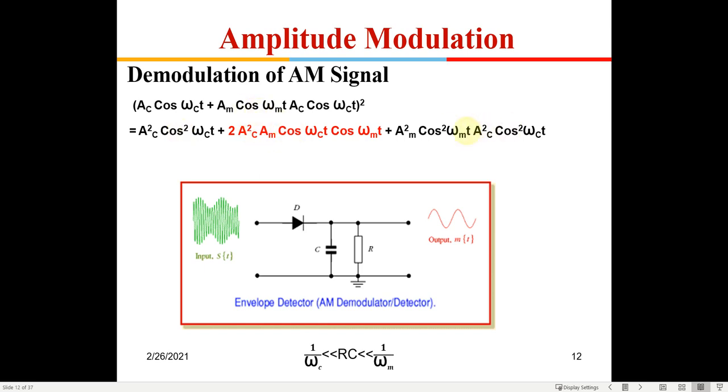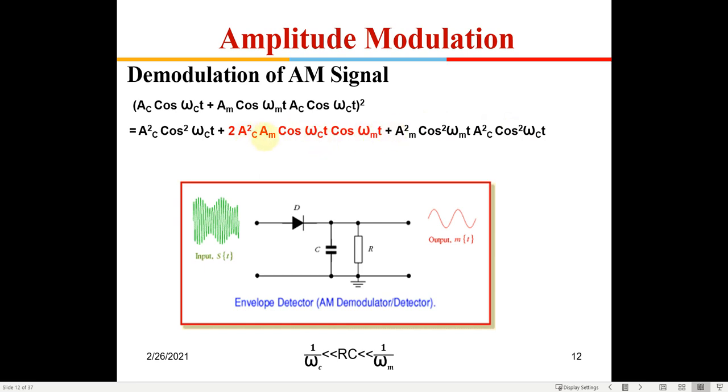And what about this component? Let me take this square component. Again, it has A square m cos square omega mt plus A square cos square. Now they are all squares, so these also become 1 plus cos 2 omega mt and 1 plus cos 2 omega ct. They are all higher components, so again we'll filter those out. What about the middle term?